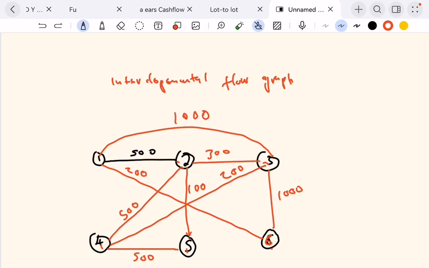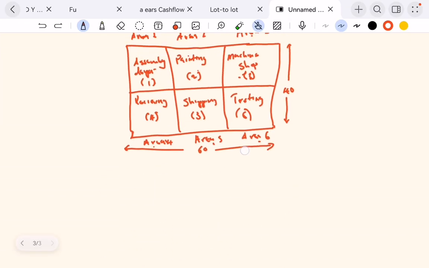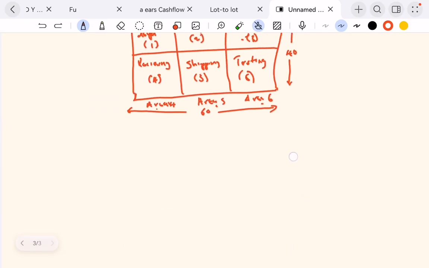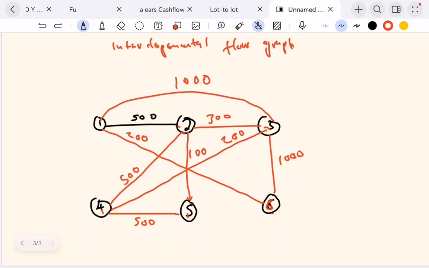Then we go now again to 2, because on 1 we have finished all the 6 departments. We're not moving anything in 1, we're not moving anything in 2, but we're only moving in 3, which is machine shop. So we say, okay, there's 2 to 3. So from 2 to 3 is 300. That is the 300 there.